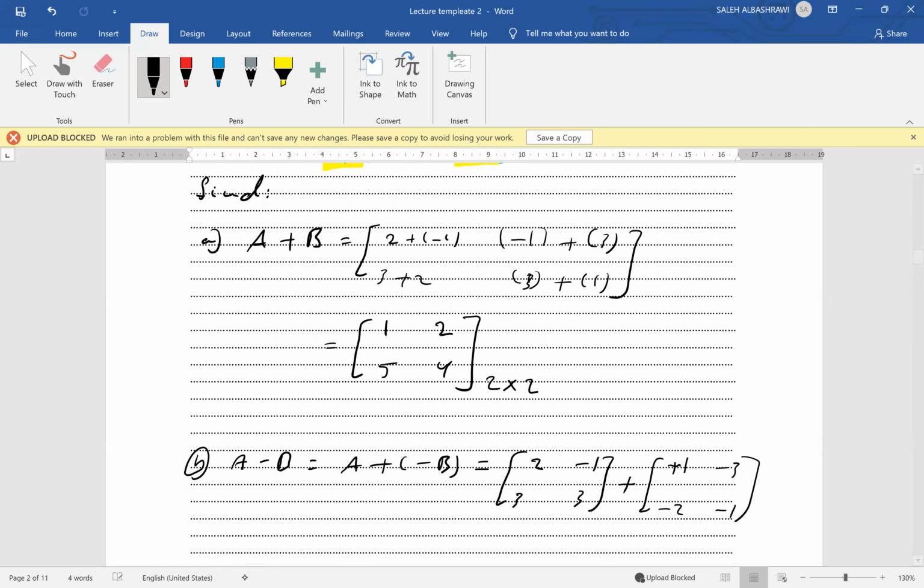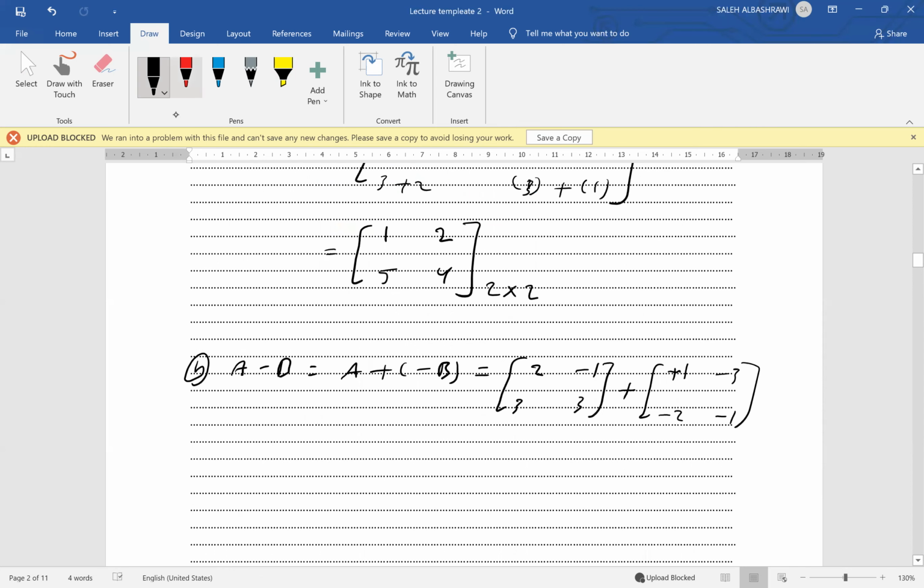So the subtraction is the addition of the additive inverse, which is equal to 2 plus 1, because we have plus, now we change the sign from negative to positive, minus B. So 2 plus 1 will give me 3. Now minus 1 minus 3 is equal to minus 4, 3 and minus 2. This one with this one will give me 1, and 3 with minus 1 is equal to 2. So this is A minus B: 3, minus 4, 1 and 2.